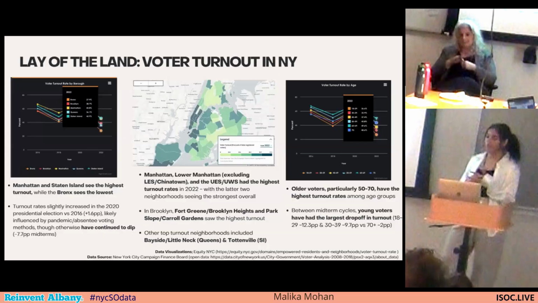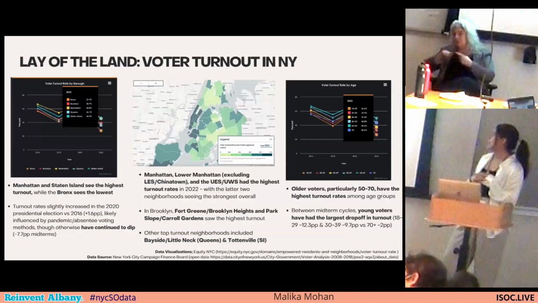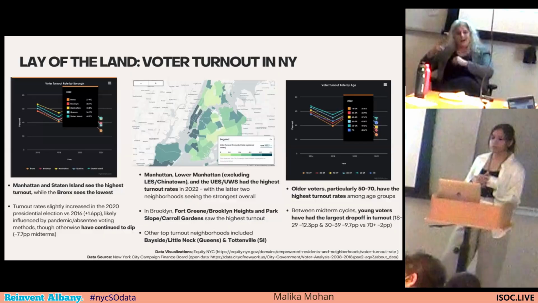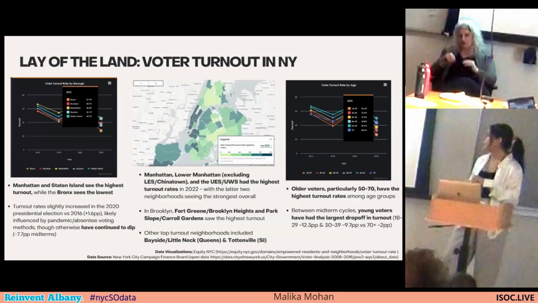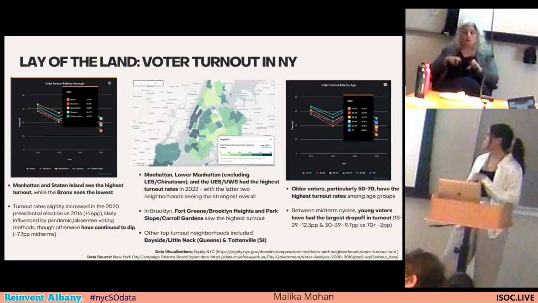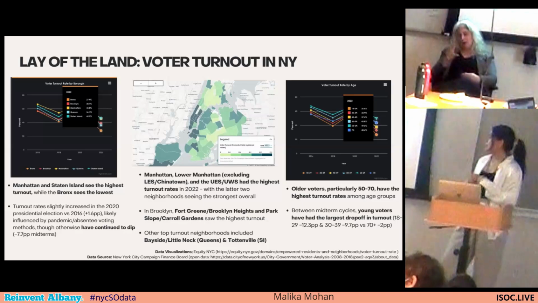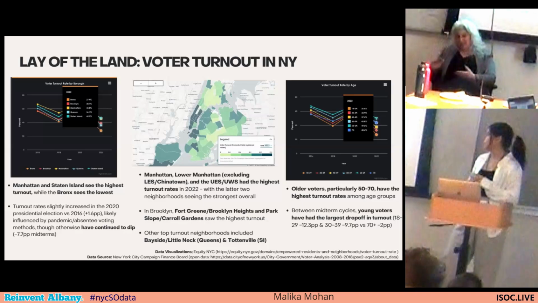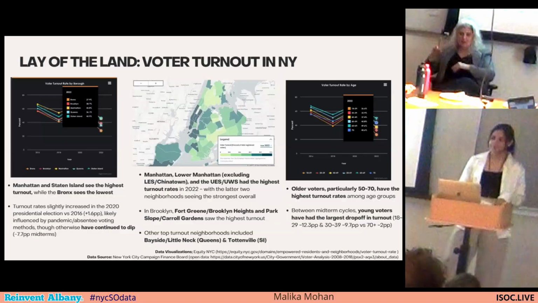And then lastly, by looking at age group, we see that older voters, particularly age 50 through 70, have the highest turnout rates among age groups. And then when we look at over time, between midterm cycles, going back, we see that younger voters have had the largest drop-off in turnout, with folks aged 18 to 29 dipping about 12 percentage points, 30 to 39 about 10, which in comparison, when we look at older voter groups, folks 70 plus dipped about 2 percentage points.